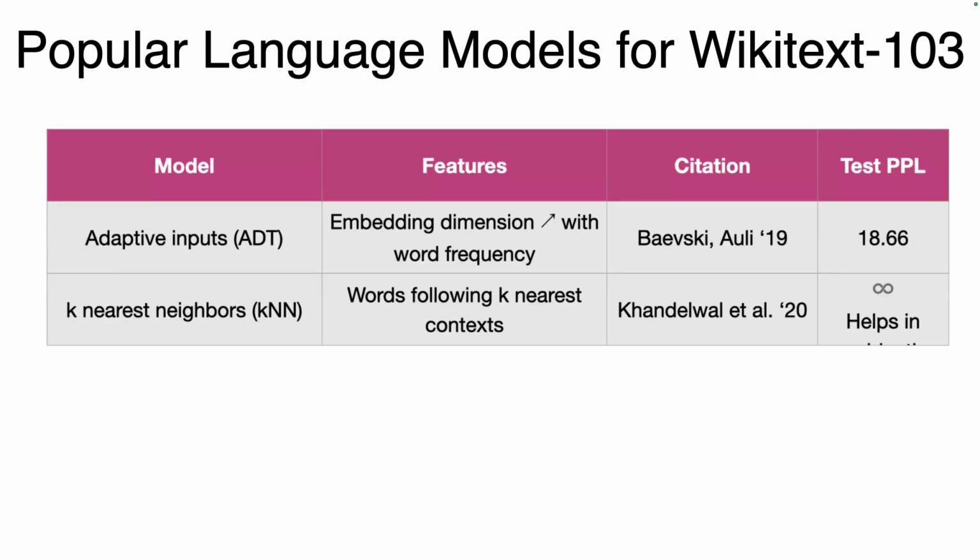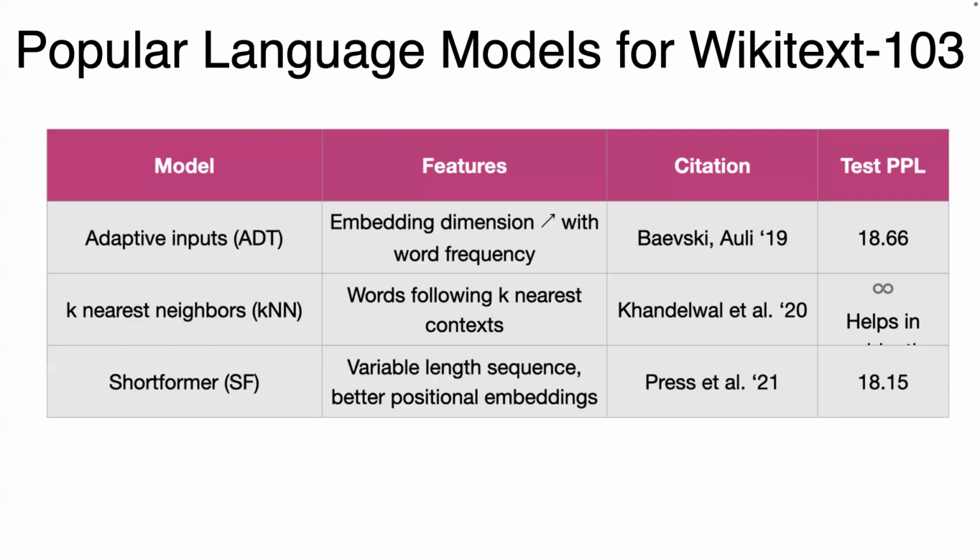In 2020, people came up with KNN, K nearest neighbors. What that added is they look at the words that follow similar contexts. So looking at the current context, they look in the past, see similar contexts, see what followed them, and make a prediction based on that. If you just use that by itself, you cannot do it, because they just look at the 1,000 previous words, and often there'll be words they have not seen. So the way it's usually used is combined with ADT.